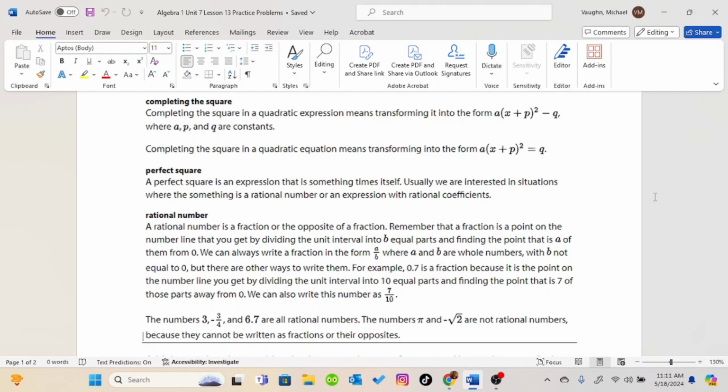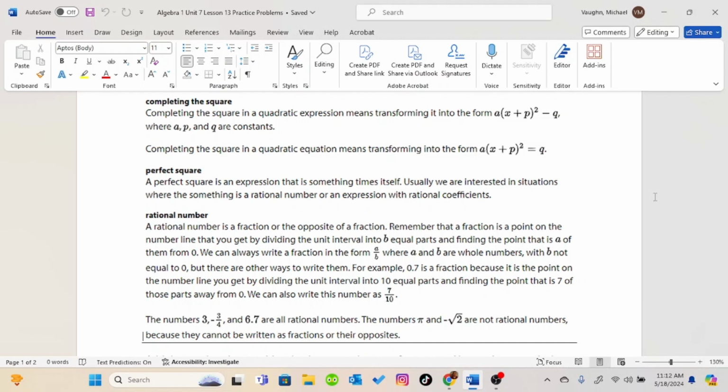Completing the square in a quadratic expression means transforming it into the form a times the quantity of x plus p squared minus q, where a, p, and q are constants. The next vocabulary term is perfect square.